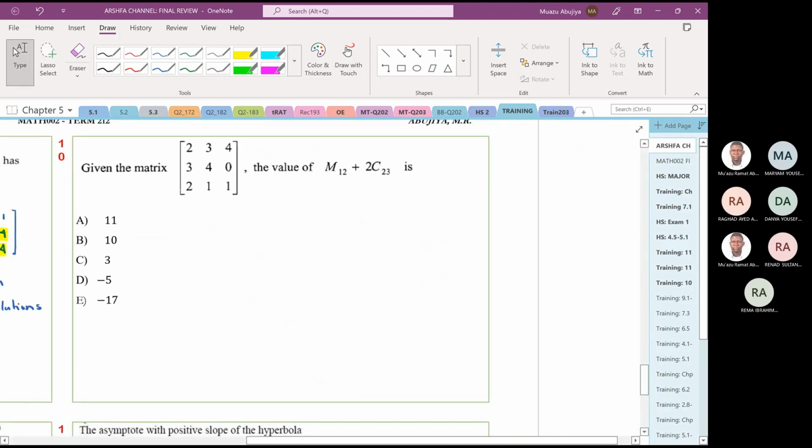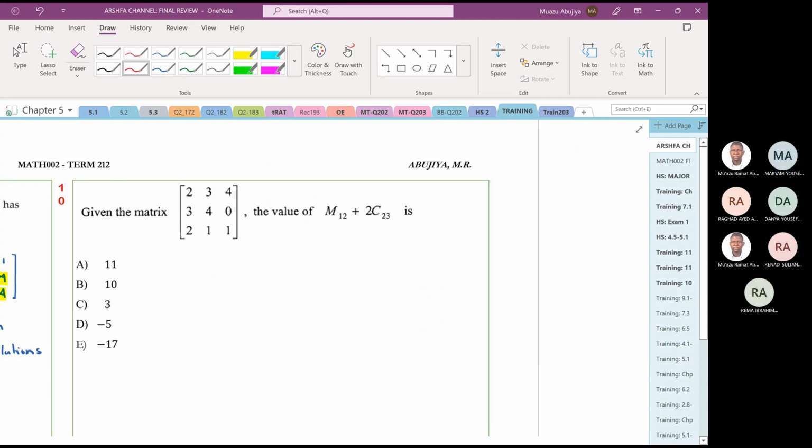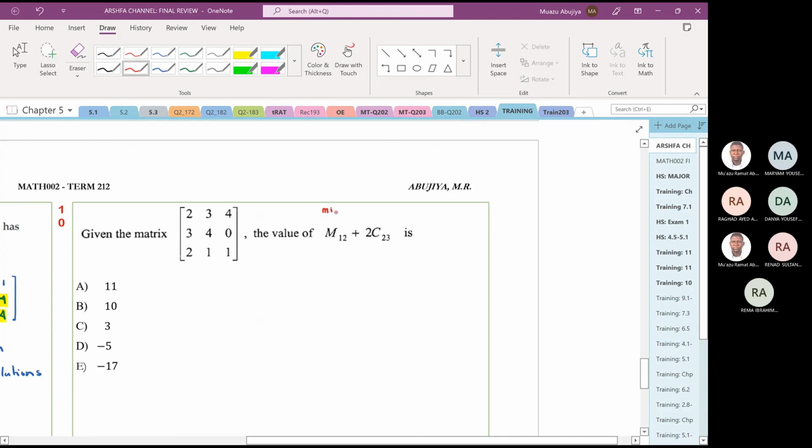Here the question says, given the matrix, find the value of M12. Recently, in the old exam, they tried to give us the name to avoid confusion. So here M12 is called the minor, of course. And this C23 we call the cofactor. Both minor and cofactor are determinants of matrices obtained by deleting the ith row and the jth column. What am I saying?